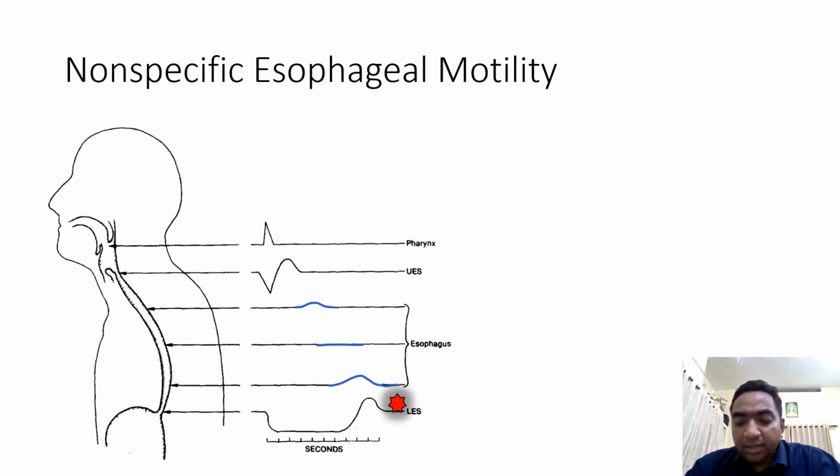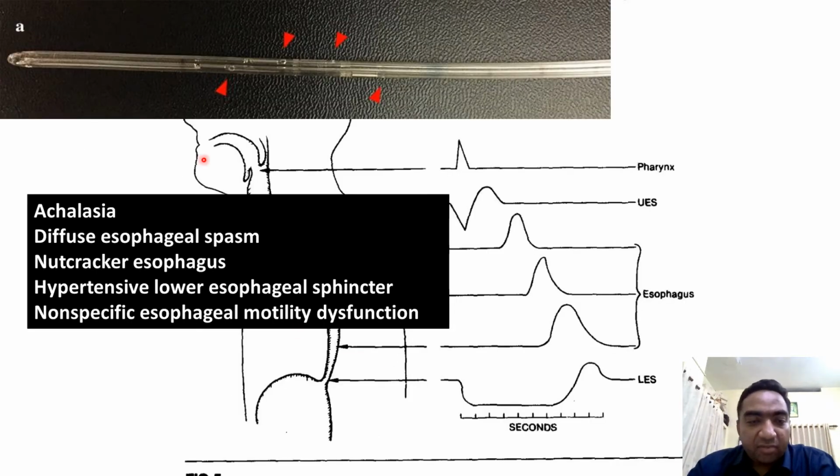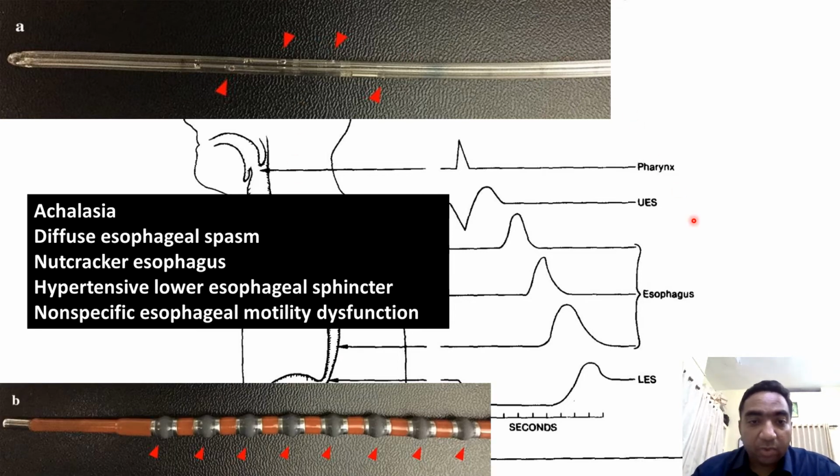So these are the 5 disorders which were found out by our manometer. Achalasia Cardia and diffuse esophageal spasm were known from the time of barium. Nutcracker esophagus, hypertensive lower esophageal sphincter, and non-specific esophageal motility dysfunction were found by our normal manometer. Now time has progressed, our manometer has improved.